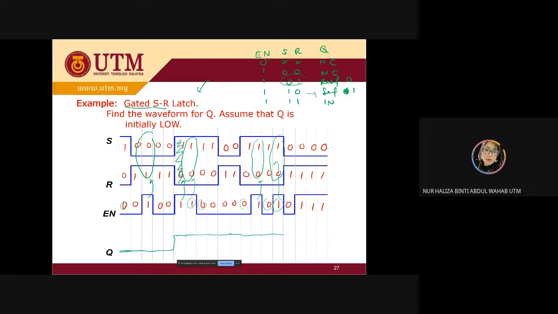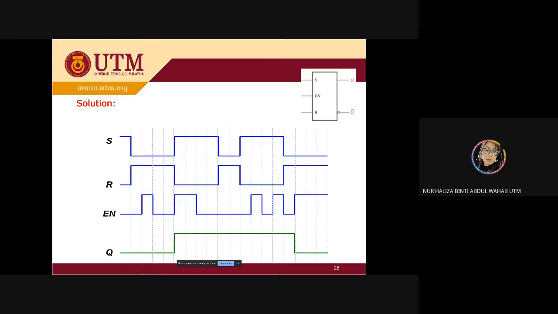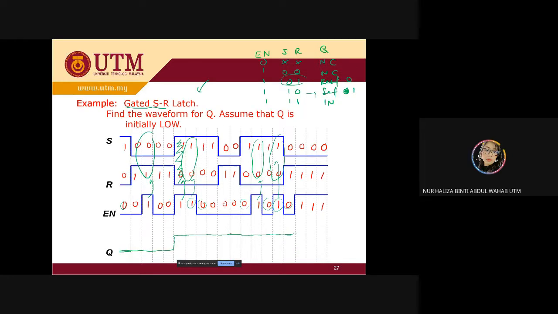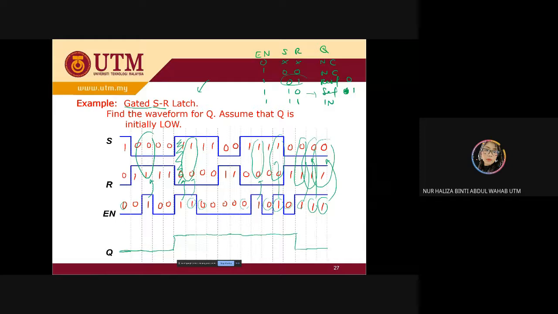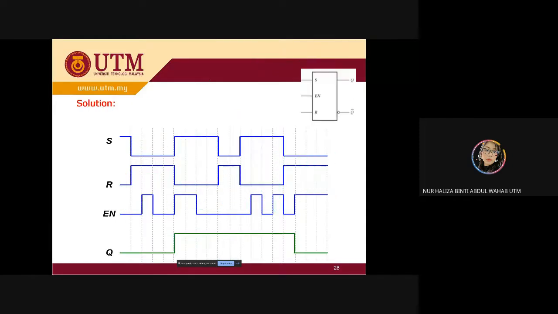And another one is 0, which is remain, no change. No change. And then we have 1 here. We look into the input 0 1, it will be set, reset. This one is also 1. We look into the input, we have reset. This one is 1. We need to look into the input, we have reset. So here is my output.